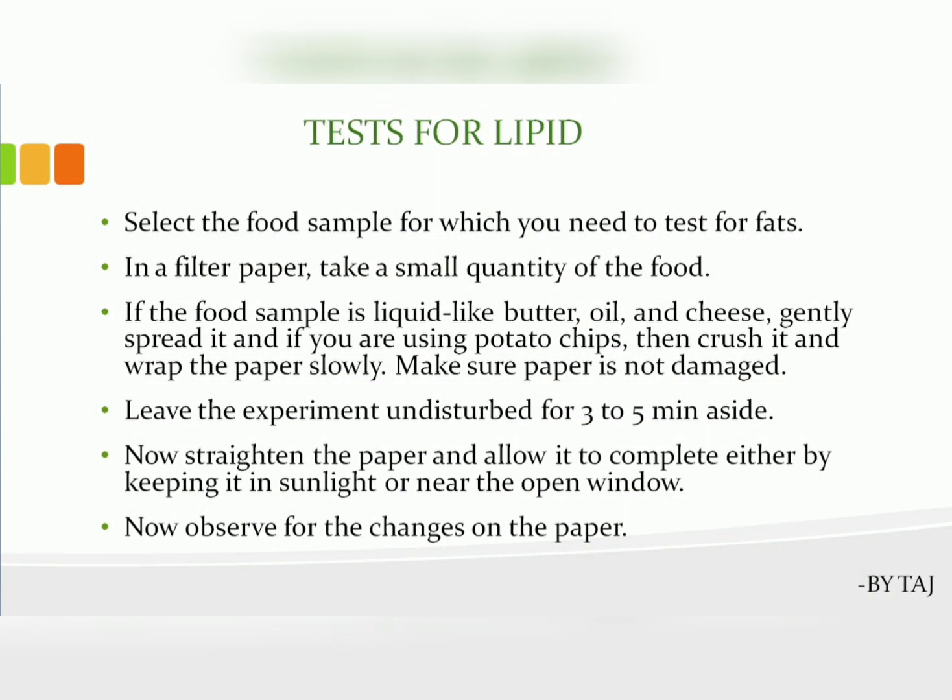The next and last test is about the lipid. Select the food sample for which you need to test for fat. In a filter paper, take a small quantity of the food. If the food sample is soft, like butter, oil or cheese, gently spread it. And if you are using a solid, like potato chips, then crush it and wrap the paper slowly. Make sure the paper is not damaged.